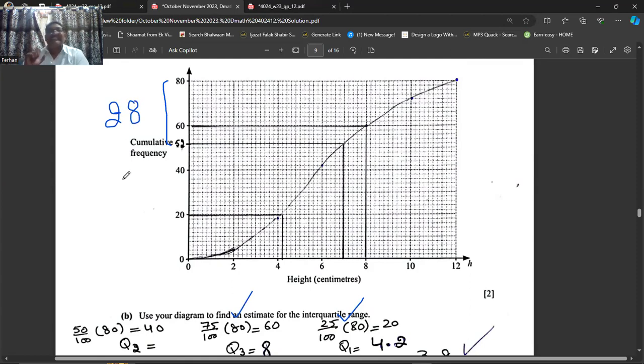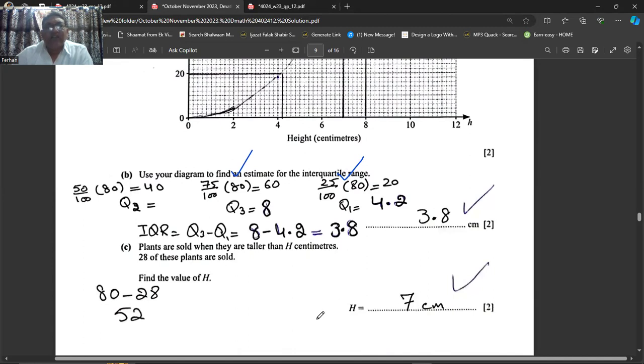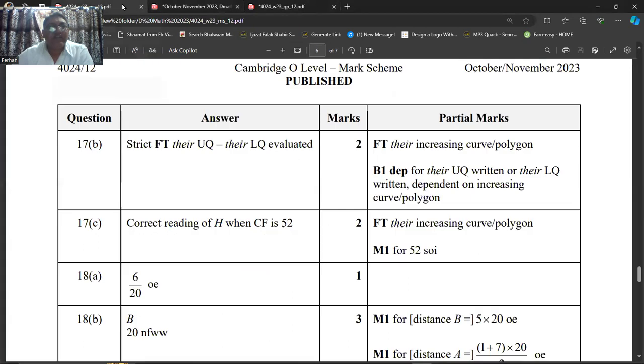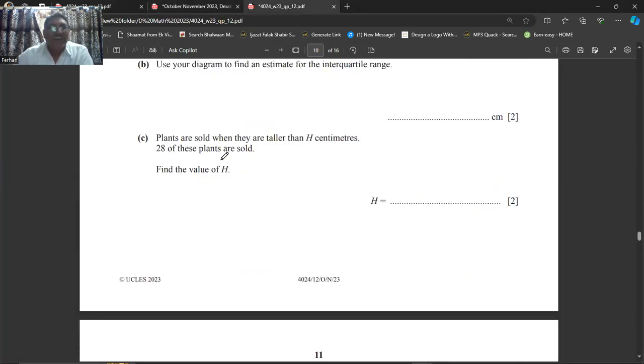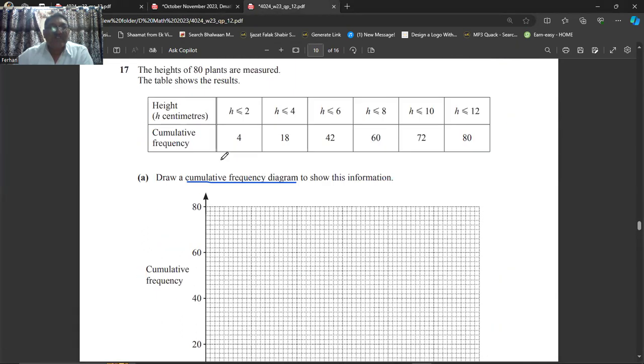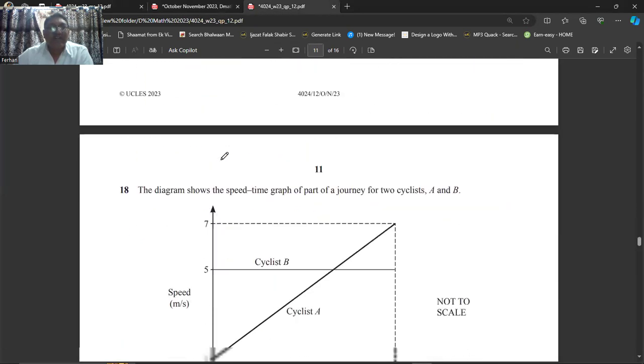This graph is of less than, okay? So from the top, I will come down 28 on the y-axis, and that number will be 52. From 52, I will go to the cumulative frequency curve and check what the x value is. This is 7, I think. So yeah, 7 is the answer. So the value of h is 7, the correct reading of h when the CF is 52. So our answer is right. Hopefully you understand this question. So this was a question on the cumulative frequency curve.